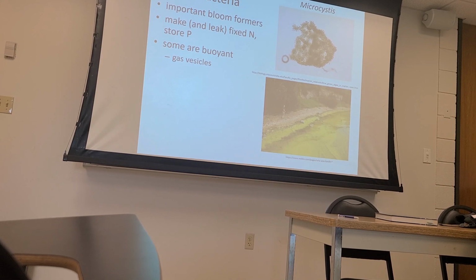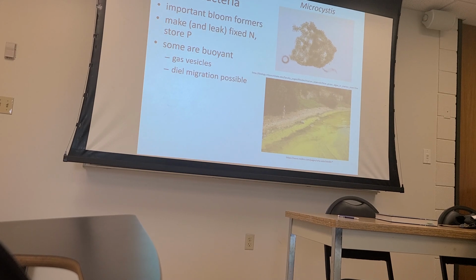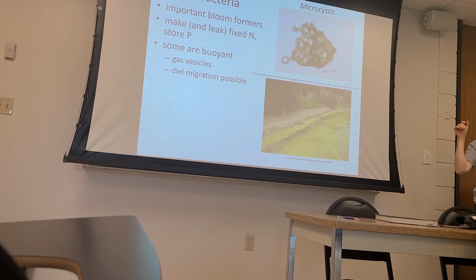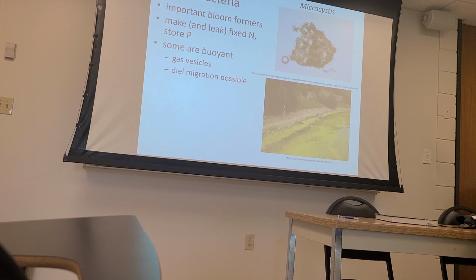Those gas vesicles help them float, and they can actually control how much gas is in those vesicles, which allows a phenomenon called diel migration to occur. Do you know what diel means? So, diel migration is referring to, they can go up during the day to photosynthesize and then go down at night to get nutrients. And so they go through a migration over a 24-hour cycle.